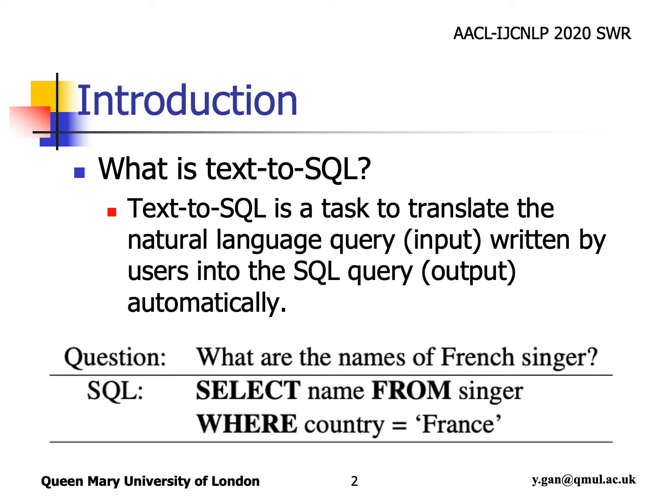A human without database knowledge writes a natural language question: What are the names of French singers? The text-to-SQL task is to translate this question into a SQL query, which is select name from singer table where country column equals France.